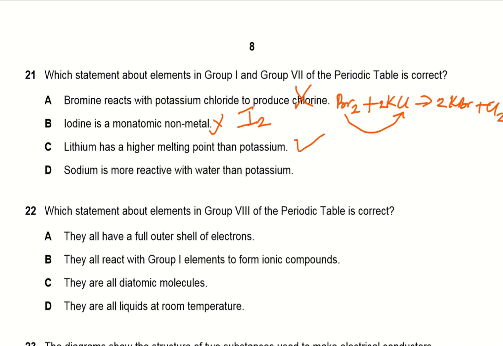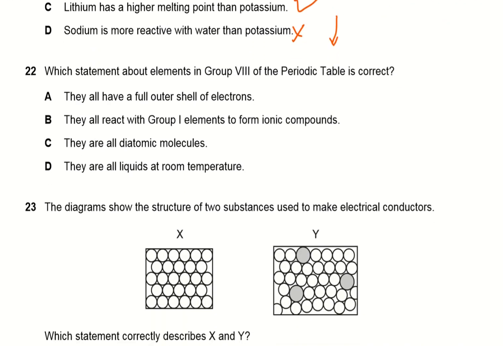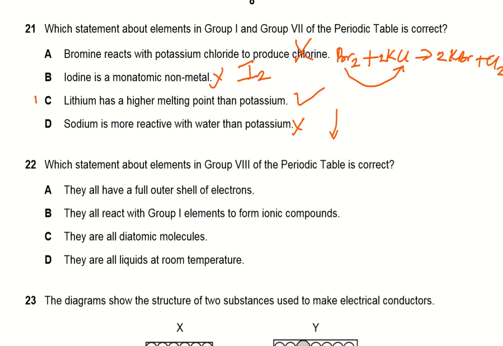Lithium has a higher melting point than potassium. Okay, that's correct. Sodium is more reactive than potassium. No, reactivity increases down the group in group 1, while the melting point decreases down the group. Density increases down the group. Very important to know that density increases down the group, melting point decreases down the group, reactivity increases down the group. So the correct answer here is C.